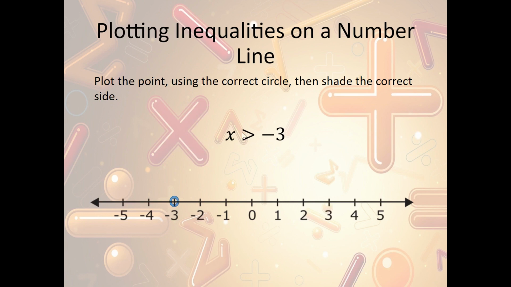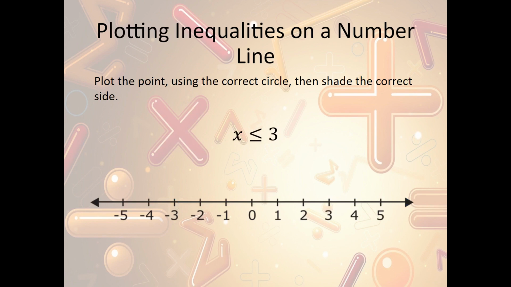Then we need to shade the values for x that apply. Well, it says x is greater than -3. So where are all the x's that are bigger? Well, -2 is bigger than -3, -1 is bigger than -3, 0 is bigger than -3, so it's all the numbers on this side. So we would go ahead and shade it with an arrow going this direction, meaning that all of these numbers over here are bigger than -3. Let's look at another example.